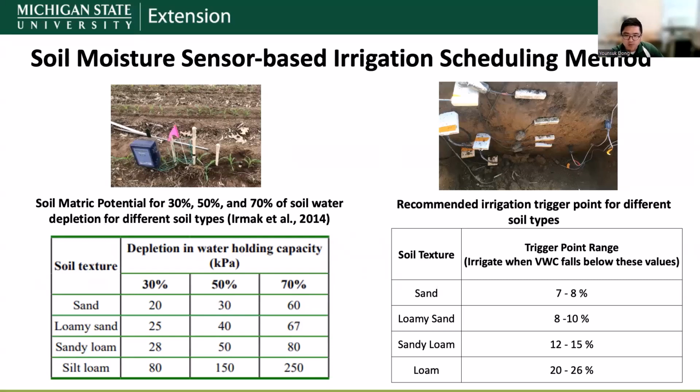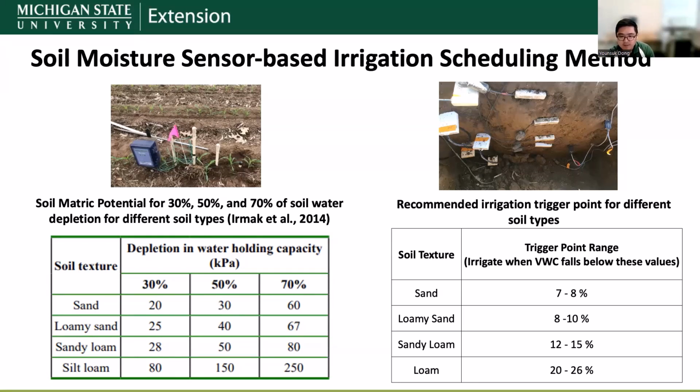One is for Watermark, which uses soil tension. If you have a Watermark sensor and loamy sand, and you want to know the 50% depletion in water holding capacity, you can use the chart. For example, say you have loamy sand and your Watermark sensor tells you 40 kilopascals. If you look at the table in the middle, loamy sand at 40 kilopascals means 50% depletion in water holding capacity. So that's the time that maybe you want to start irrigating.